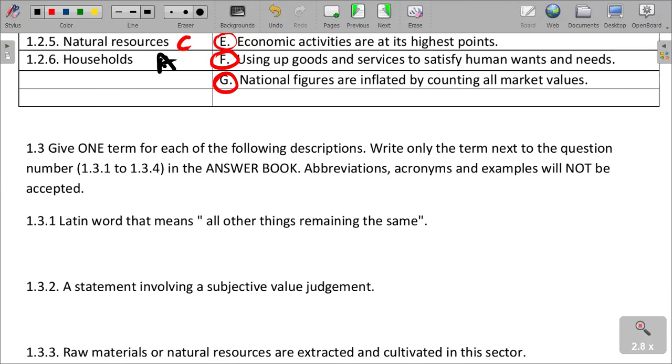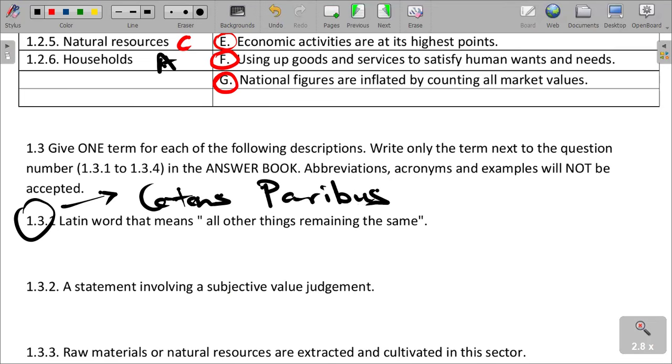So, a Latin word that means all things remain the same is known as ceteris paribus. Ceteris paribus identifies that all things remain the same.